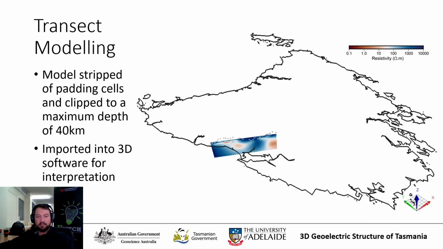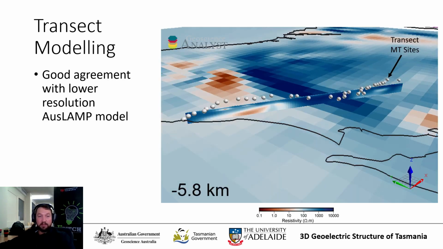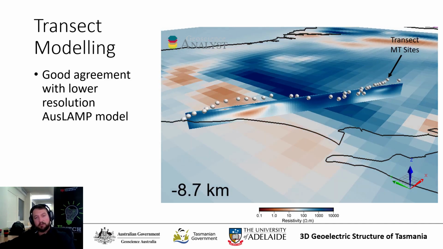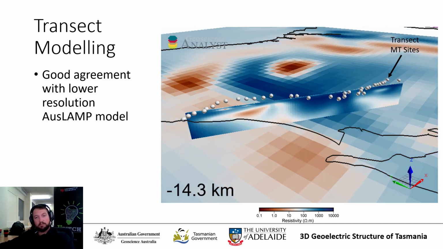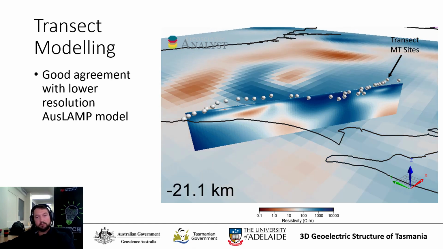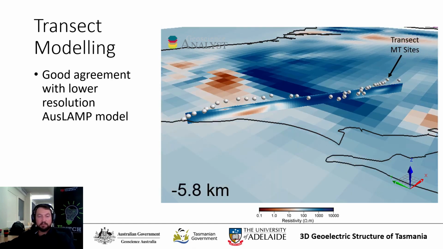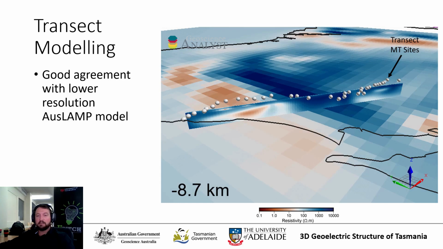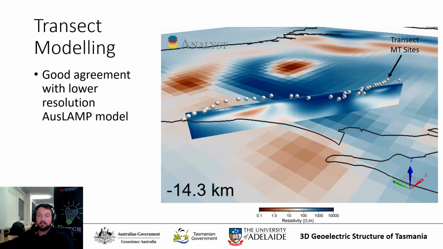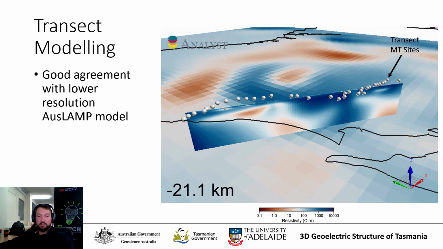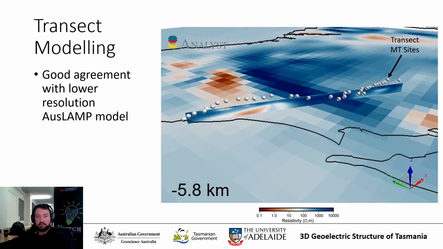Visualizing the model, I did all my interpretations in 3D using Geoscience Analyst. Here's the 2D Transect model stripped of padding cells and clipped to a maximum depth of 40 kilometers. And comparing it to the AusLAMP model now, we see a pretty good agreement between the two models, which is quite interesting given that they're two different data sets and the models are generated using different methods. So good agreement is a good outcome.